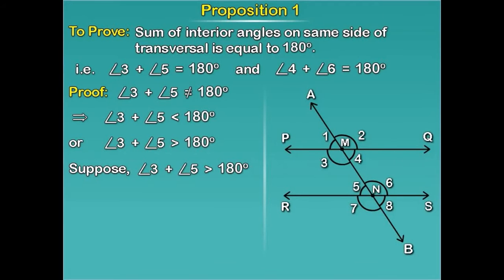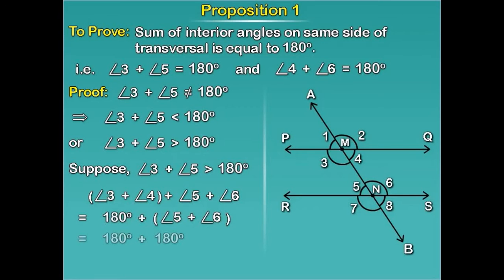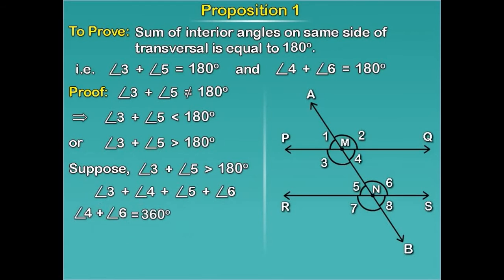Consider the sum angle 3 plus angle 4 plus angle 5 plus angle 6. Angle 3 plus angle 4 is equal to 180 degrees. Similarly, angle 5 plus angle 6 is equal to 180 degrees. 180 plus 180 is equal to 360 degrees. Thus, you have angle 4 plus angle 6 is equal to 360 minus (angle 3 plus angle 5).